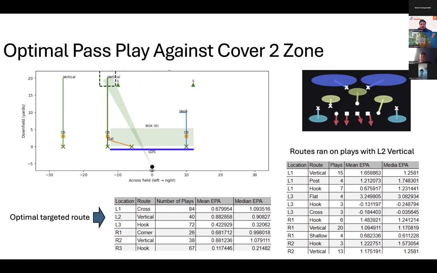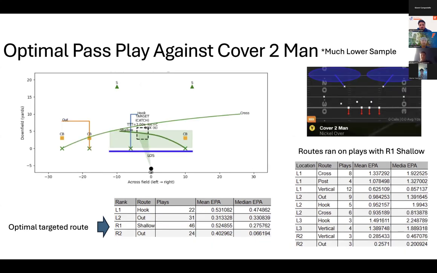And then I looked to see, on plays where an L2 vertical is targeted, which other routes are associated with the highest EPA, and basically picked those. And in that way, we calculated the optimal play, and then also picked the defense that is most commonly run against this type of offensive personnel. So that's going to be basically nickel with six in the box. And then we have the cover two man play here.